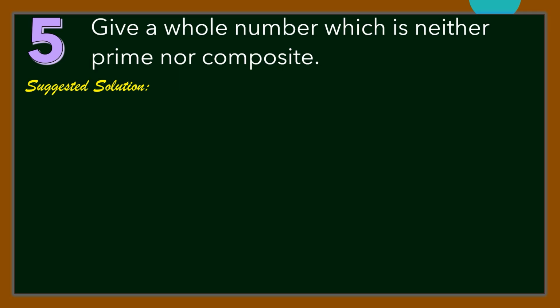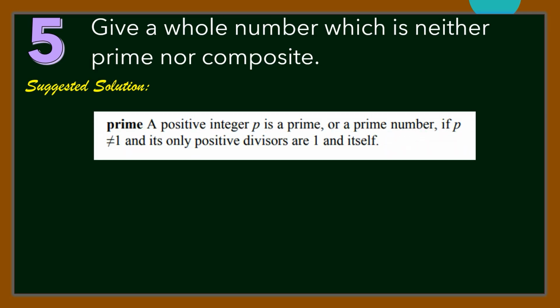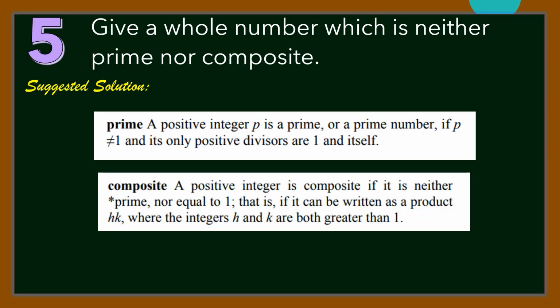The Oxford Concise Dictionary for Mathematics defined the prime number as a positive integer p is a prime, or a prime number, if p is not equal to 1 and its only positive divisors are 1 and itself. Also, it defined a composite number as a positive integer that is composite if it is neither prime nor equal to 1. That is, if it can be written as a product h times k, where the integers h and k are both greater than 1. Therefore, the answer to number 5 is 1.